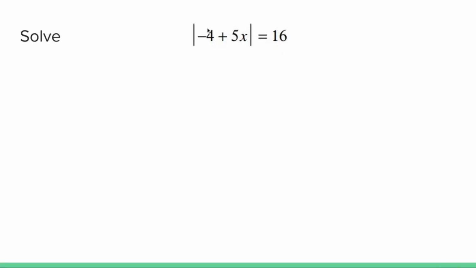All right, we got an absolute value equation. Now, whenever you see an absolute value equation, what you want to do is get the absolute value all by itself, and it already is. Once you have the absolute value all by itself, you split it up into two separate equations. For each equation, you're going to write out the absolute value side without the absolute value. So negative 4 plus 5x and negative 4 plus 5x.